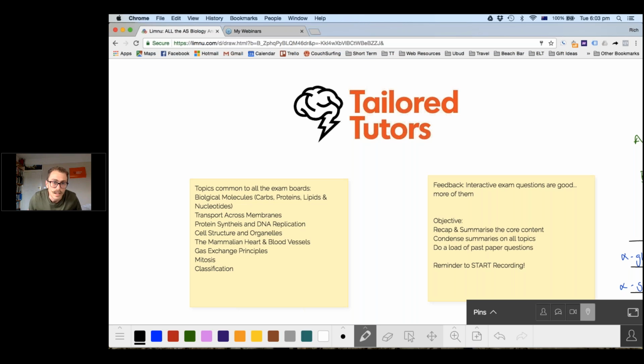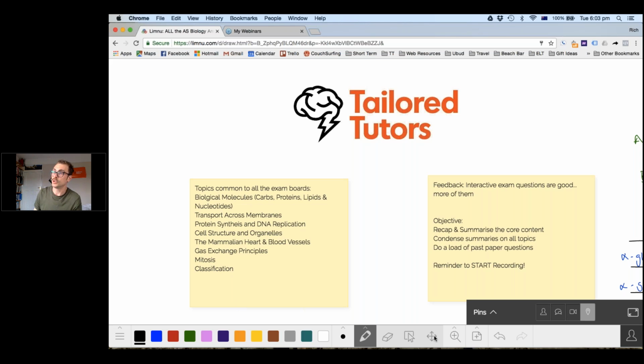Okay. Transport across membranes, again, super recurring themes. Protein synthesis, DNA replication, pretty important. Cell structure and organelles, probably not quite as major as topics, but I'm going to go through it if we've got time. Mammalian heart or heart and blood vessels, these come up once in a while. Gas exchange principles, pretty common. Mitosis and classification. There's a bit of biodiversity that you'll do as well during this, but we'll see how much we get through. I'm going to go as quickly as I can.